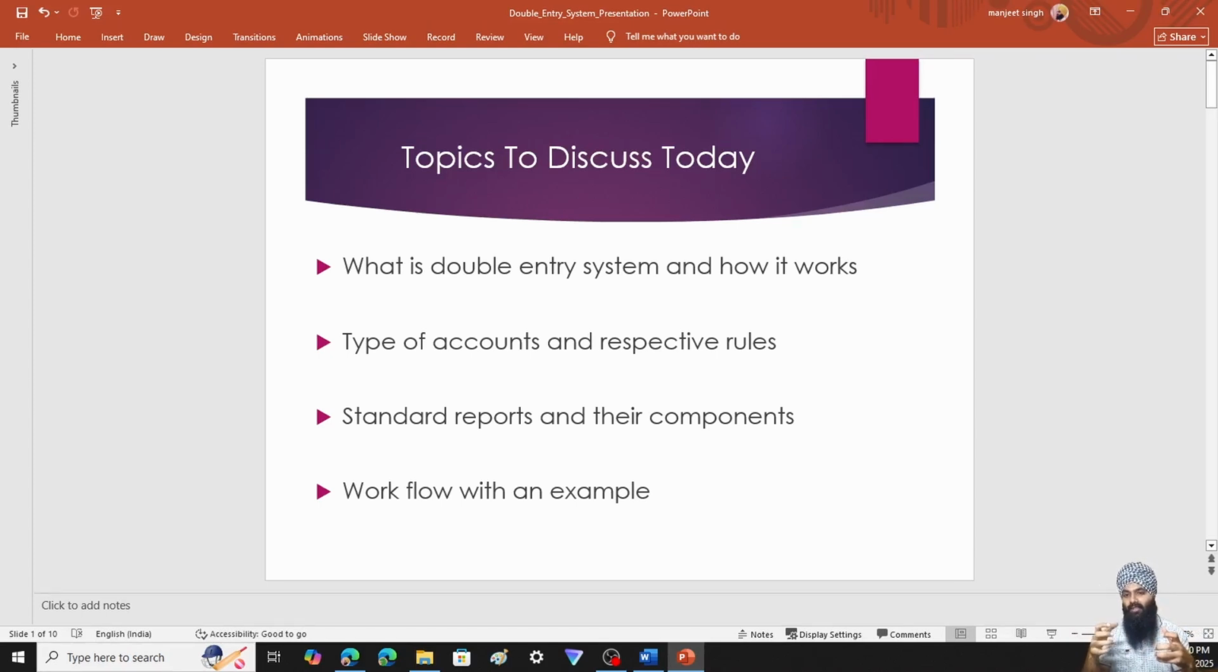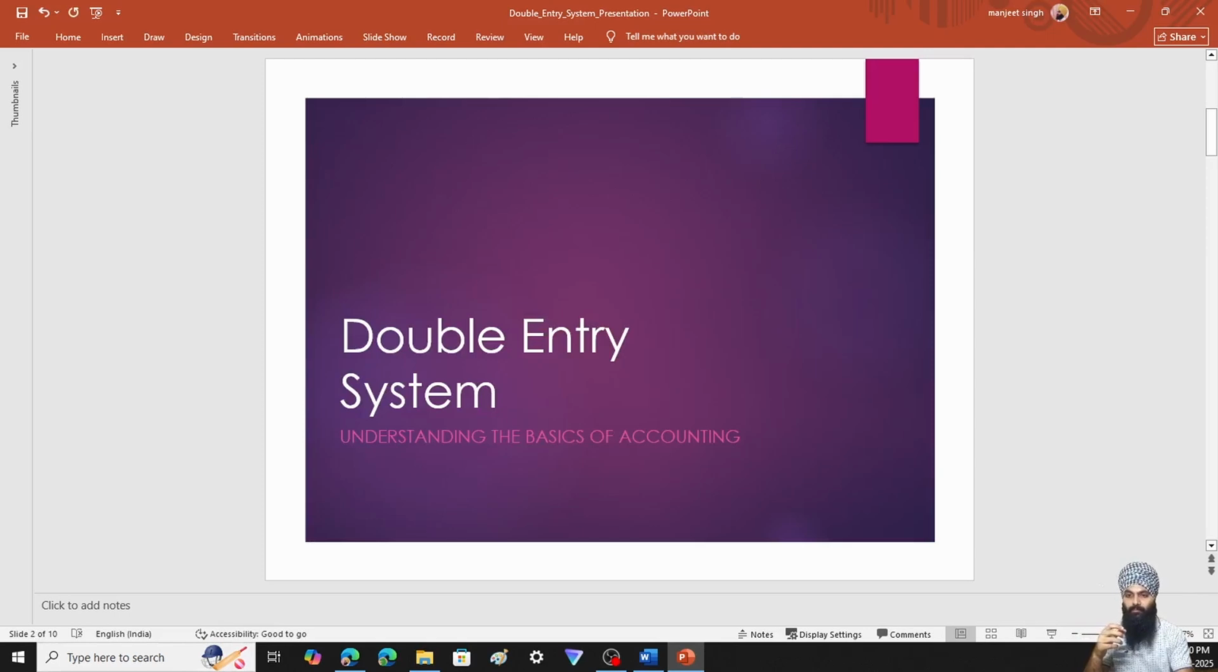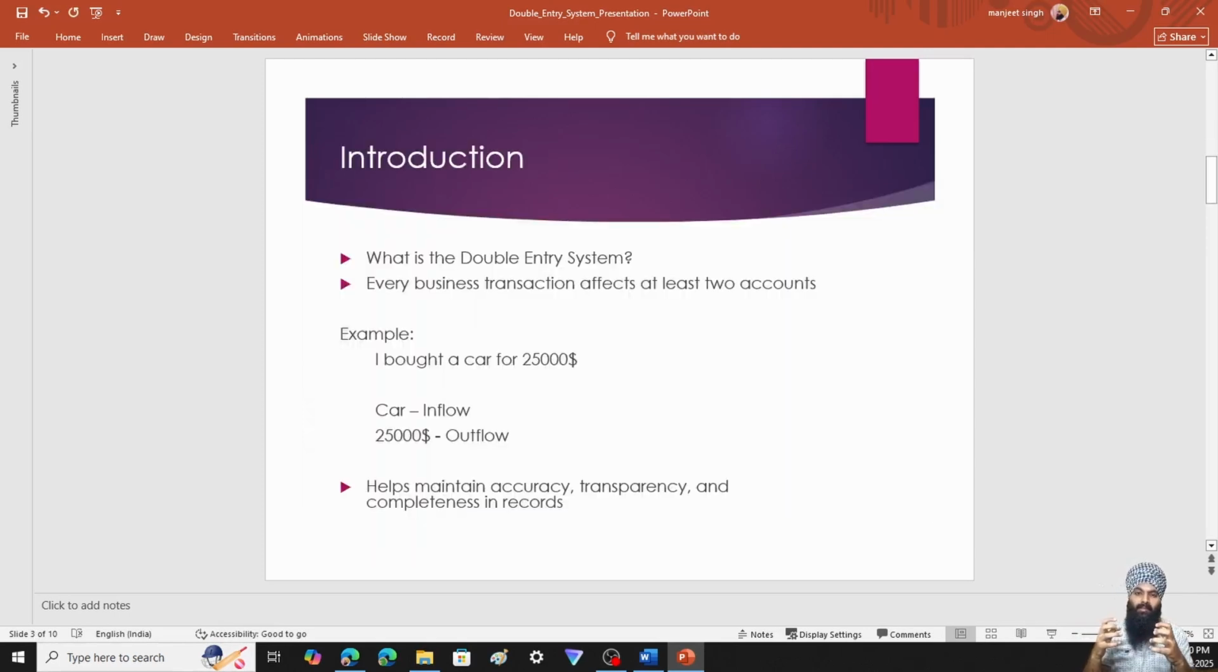Let's discuss our first topic, which is the double entry system and how it really works, or how it represents the data. A single business transaction affects at least two accounts: a debit and, at the same time, a credit. Let's understand from an example: I bought a car for $25,000. The car is an inflow for me since I purchased it from a vendor, and the outflow for me is cash, which is $25,000. How do I categorize the car as a debit transaction and the bank as a credit?